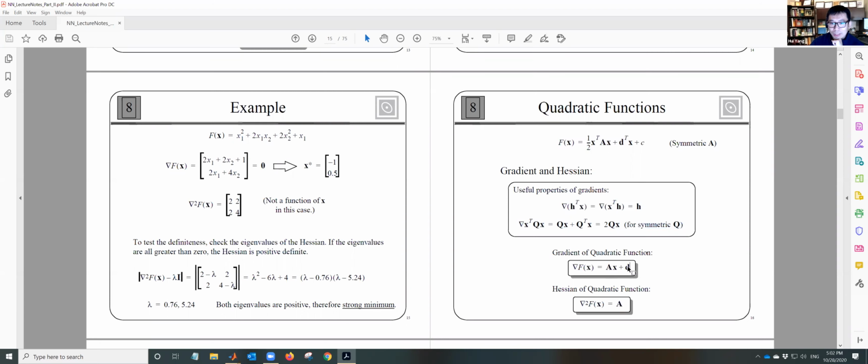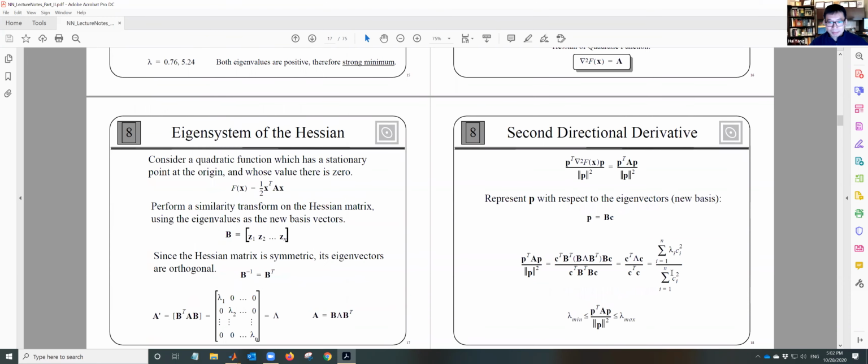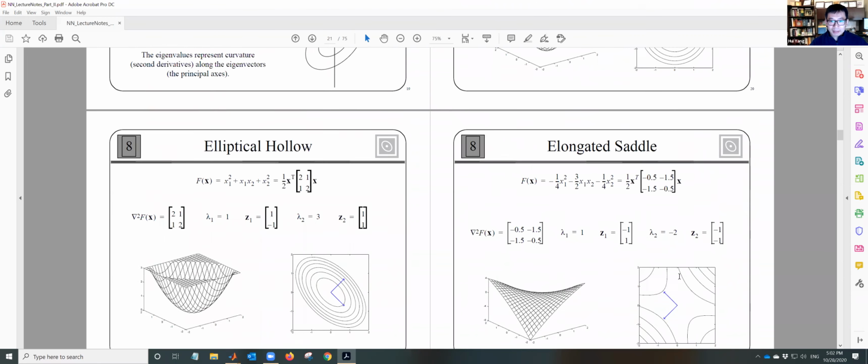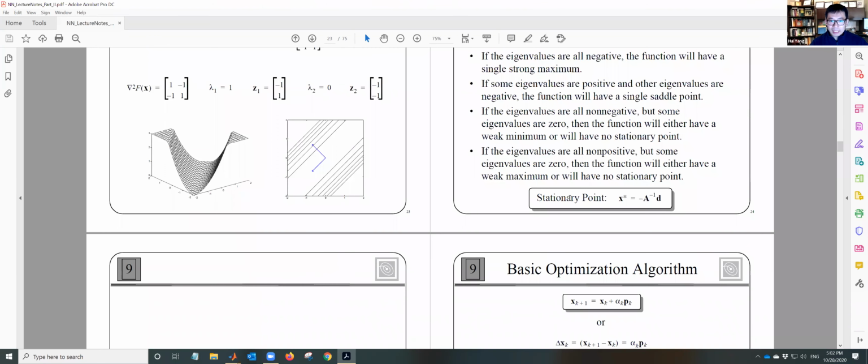You should move D to the other side of the equals 0. Then on this side, you should multiply by the A inverse. Then this becomes identity. On the other side, it's minus A inverse D, right? Okay, excellent. Good job. Am I making sense? So this is how we get the stationary point.